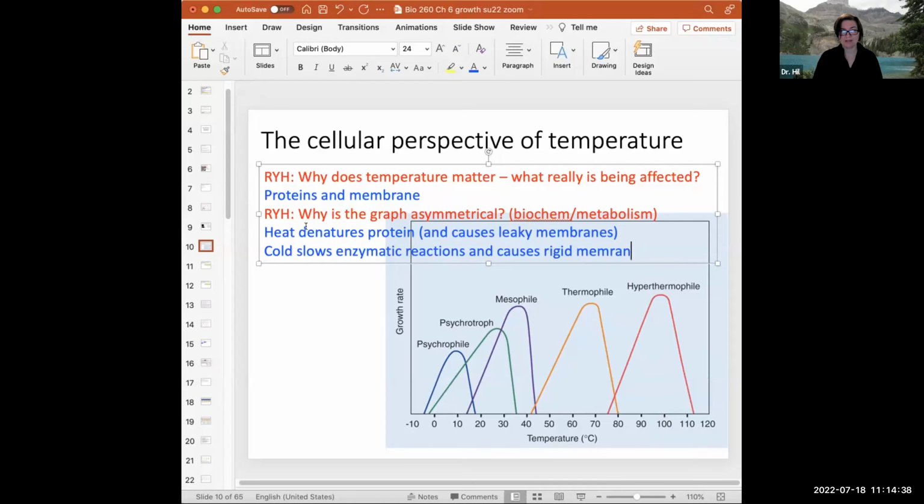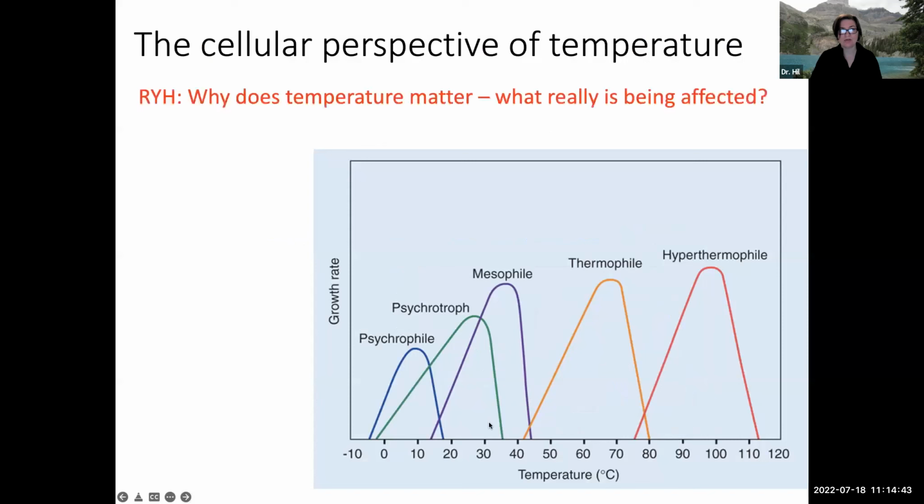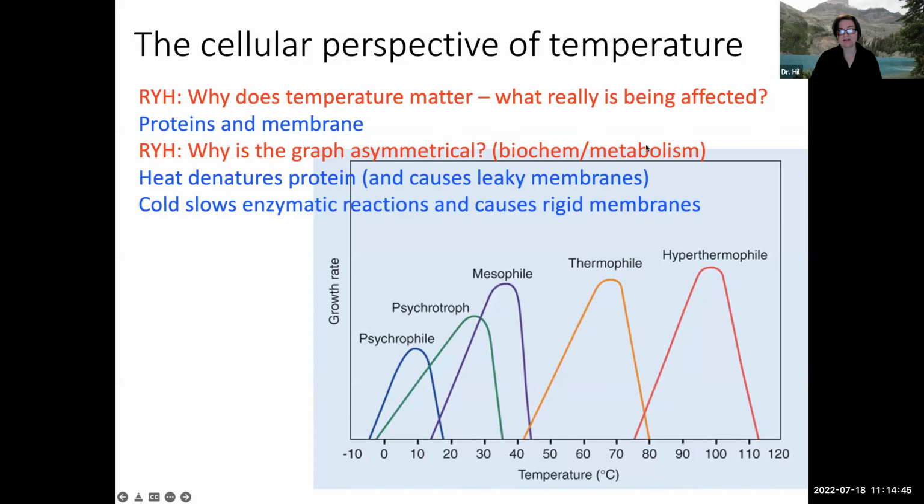Now, these are actually different things, and as it happens, the denaturation process is more rapid. And so you get a much faster loss of function and also loss of life as heat goes up. As we cool things down, biochemistry is still working, just more slowly. So we're just getting a slower rate of growth. But there is a point after which the enzymes can't move at all, the structures can't move at all, and the membranes cannot exchange anything because they're too rigid. And at that point, the cell will die.